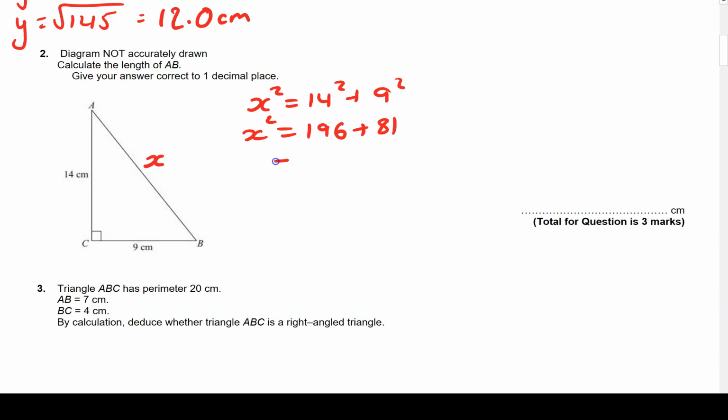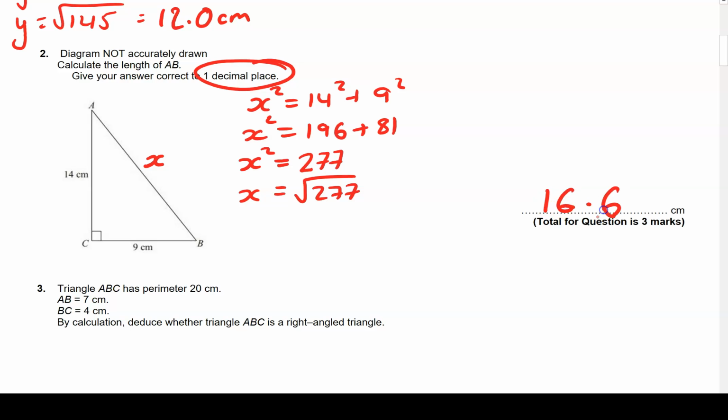And 81, so x squared, that's going to be 4 off of 281, so that is 277. So x will be the square root of 277, and this time we're asked for 1 decimal place. So go to your calculator, square root 277 is 16.6 centimetres.